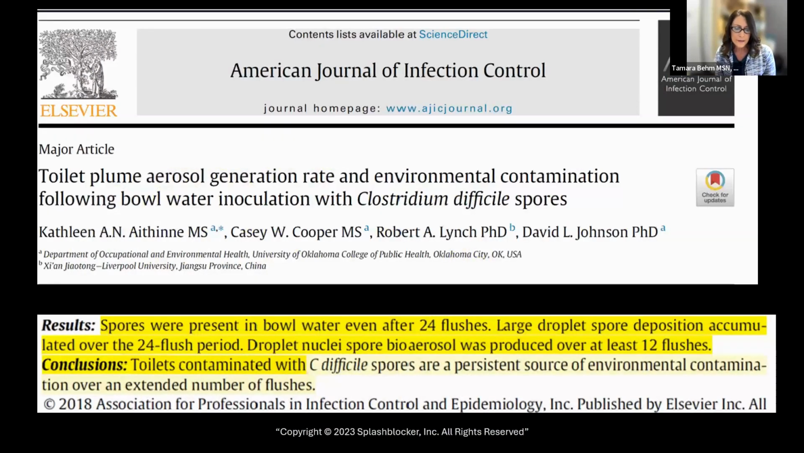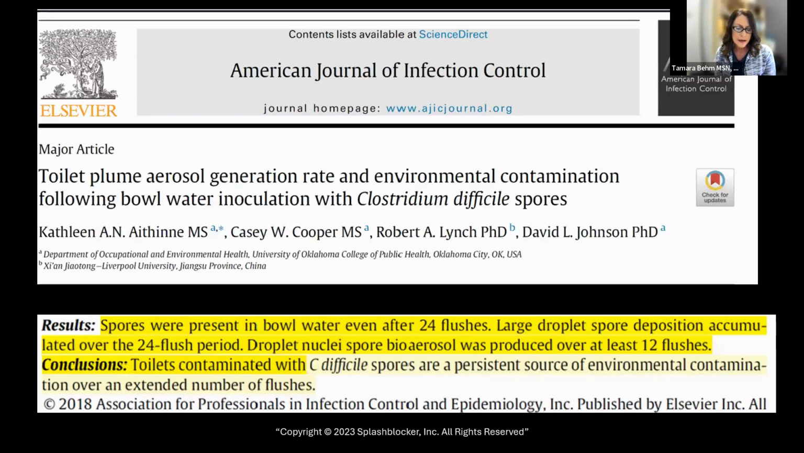So what is really amazing is this article from the American Journal of Infection Control. This is like the Bible for us IPs, okay? This is something that I get on a monthly basis. I read through articles that pertain to something going on in my particular hospital or something that is of interest to me. I don't always read the whole thing. I'm very honest about that. I read what interests me at the time. And to be very honest with you, I did not read this article from 2018 until I wanted to understand more about toilet plumes.